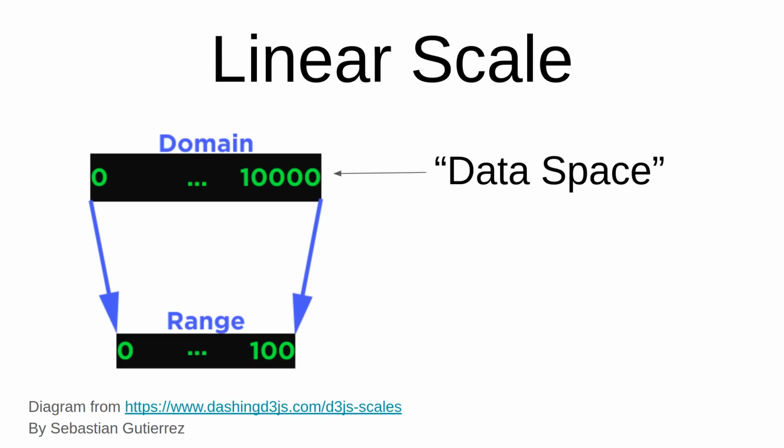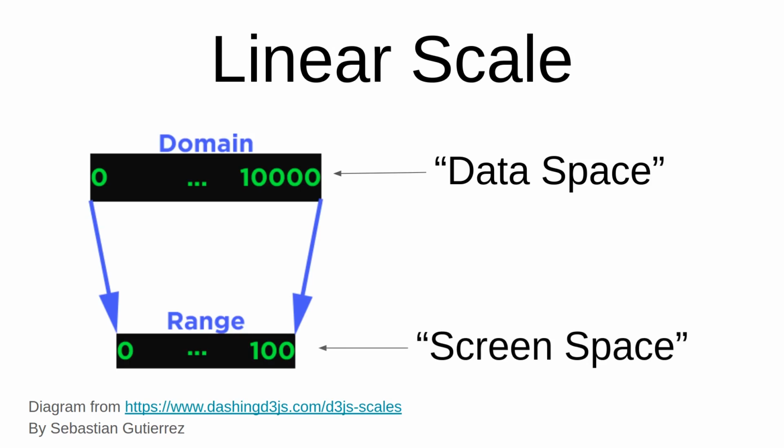The range of a linear scale also has a minimum and maximum, and these are numbers. This is our screen space. If we want our bars to go all the way across the screen horizontally, the range would start at 0, and the maximum of the range would be our width.